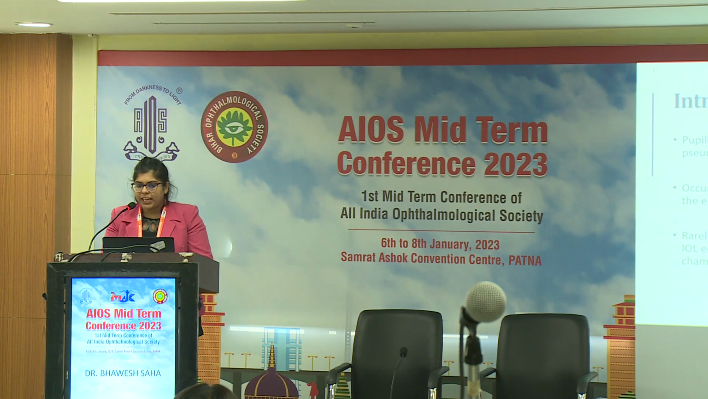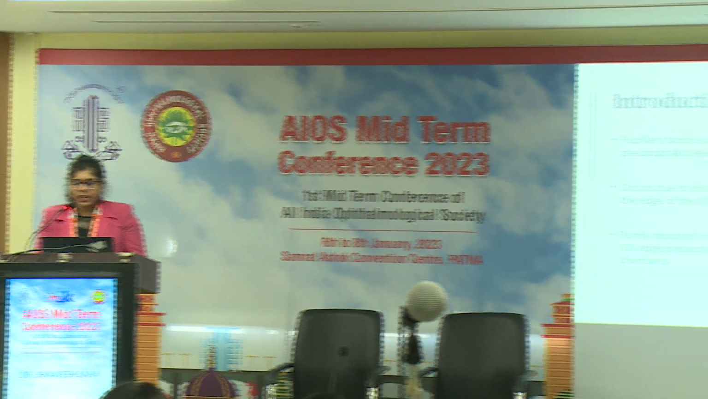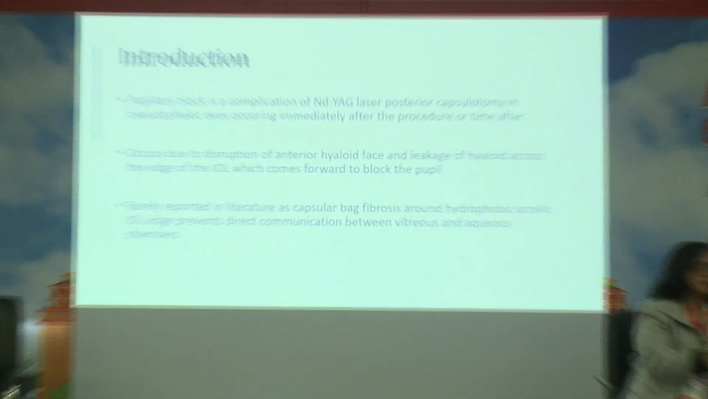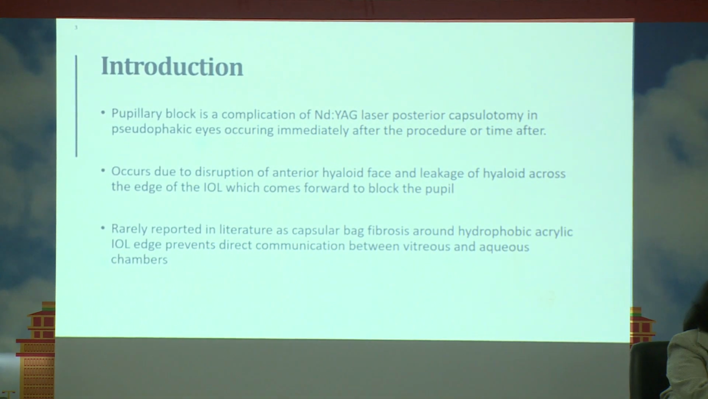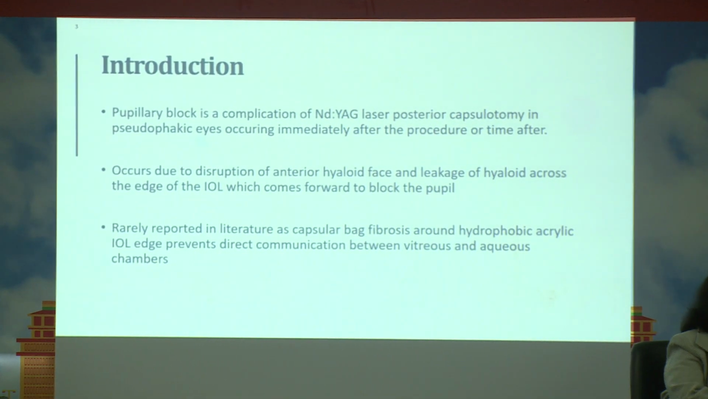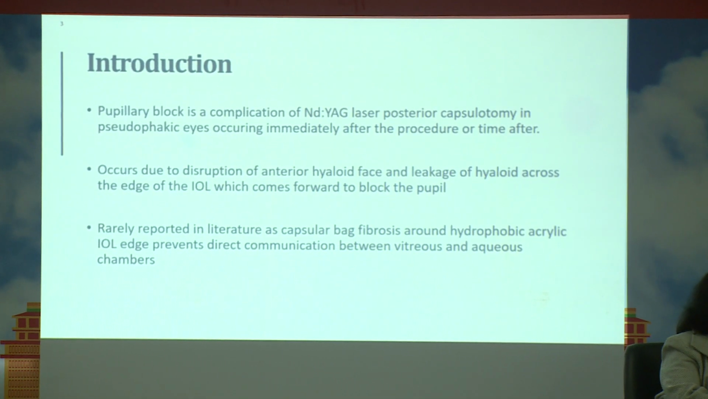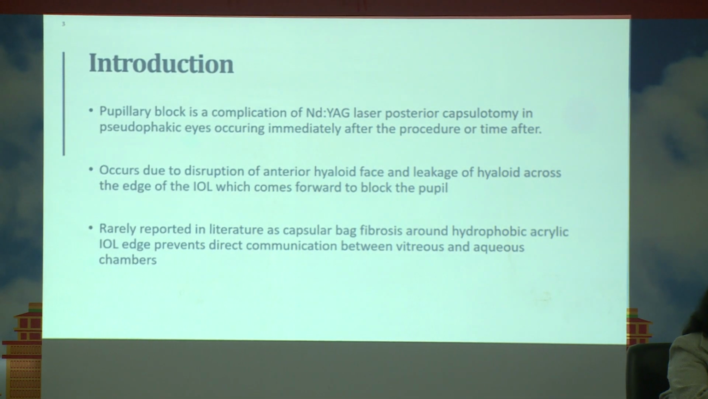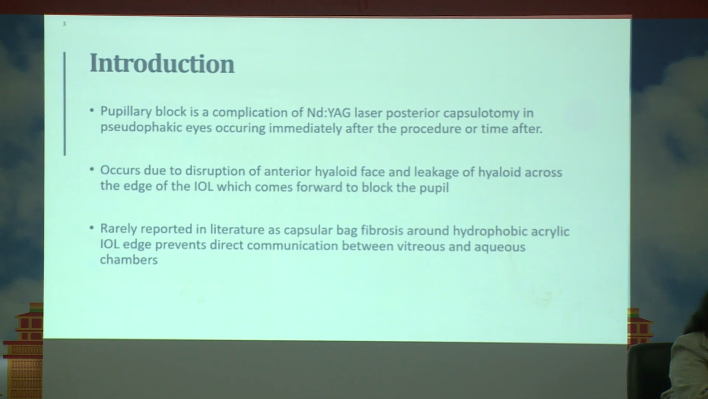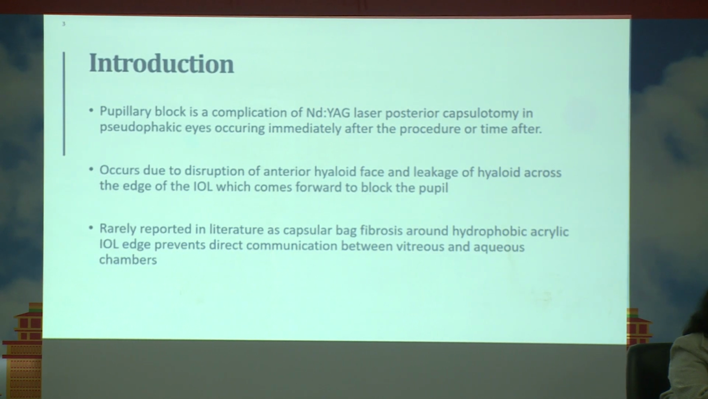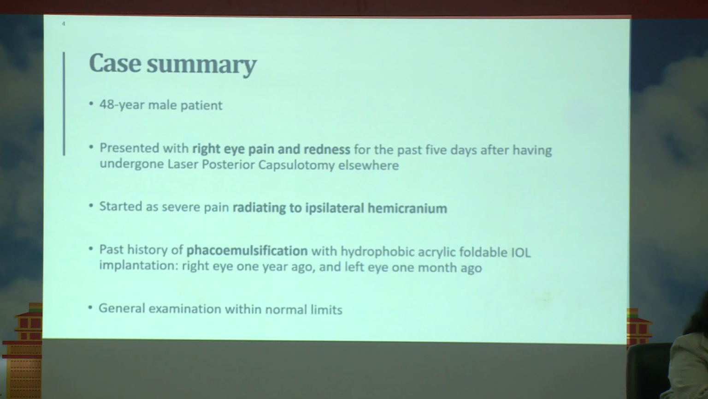Pupillary block is a complication of Nd YAG laser posterior capsulotomy in pseudophakic eyes, occurring immediately after the procedure or some time after. It occurs due to disruption of the anterior hyaloid face and leakage of hyaloid across the edge of the IOL, which comes forward to block the pupil. It has been rarely reported in literature, as capsular bag fibrosis around the hydrophobic acrylic IOL edge prevents a direct communication between the vitreous and the aqueous chambers.